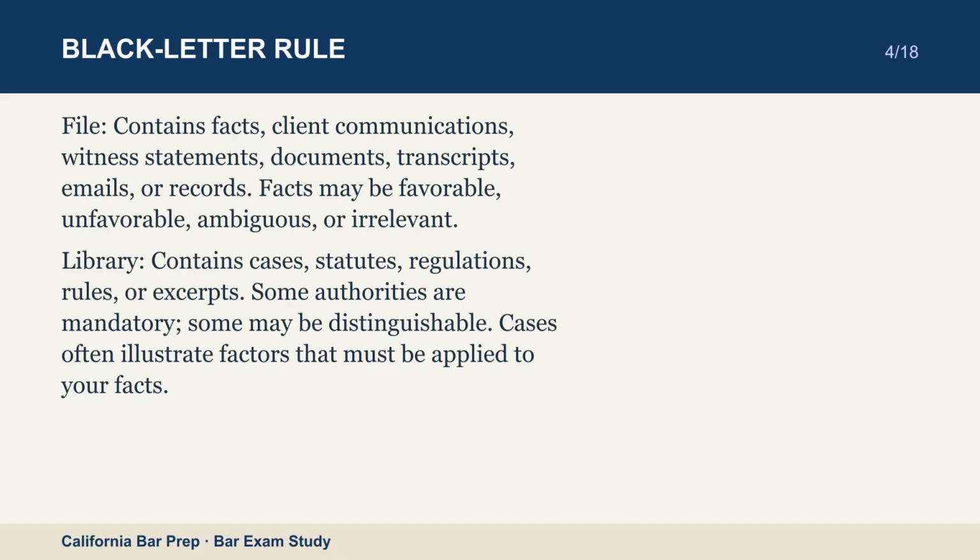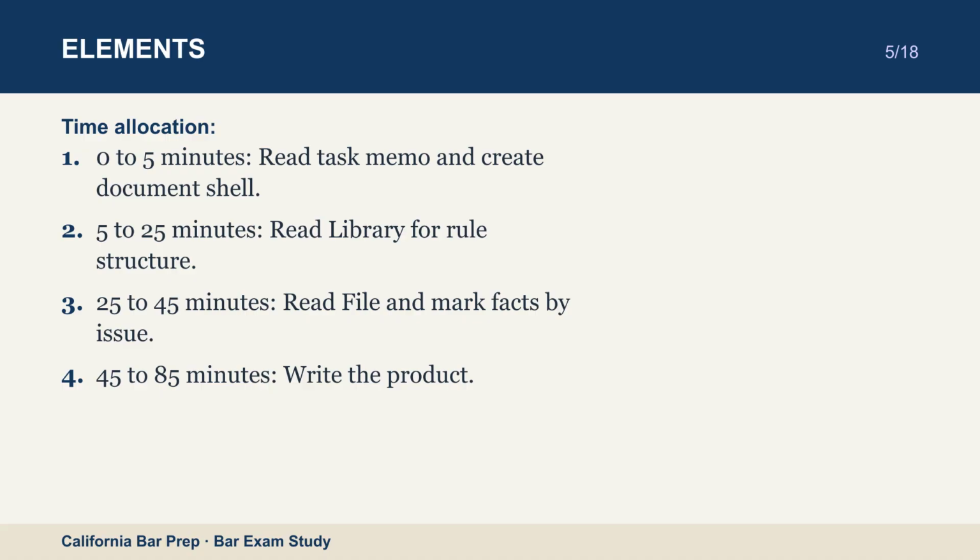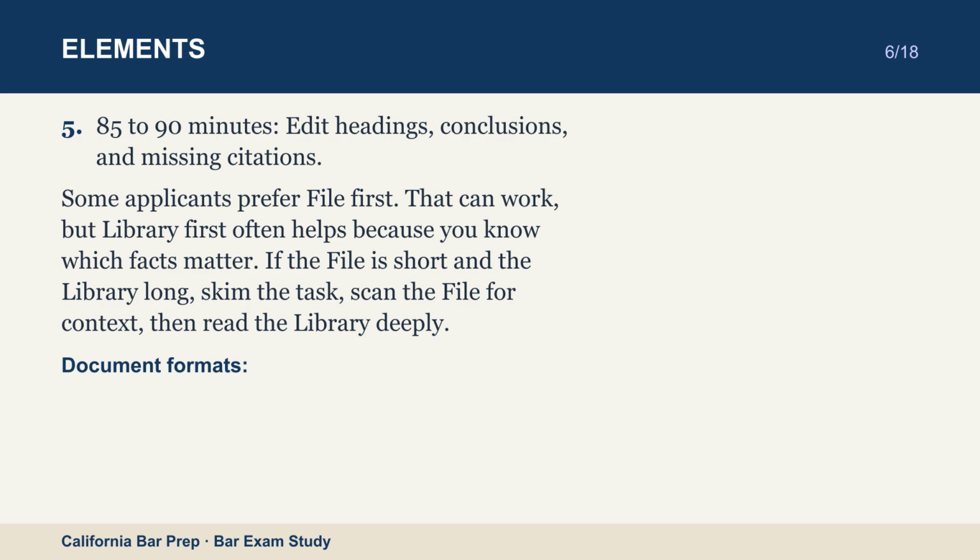Time allocation. 0 to 5 minutes: read task memo and create document shell. 5 to 25 minutes: read library for rule structure. 25 to 45 minutes: read file and mark facts by issue. 45 to 85 minutes: write the product. 85 to 90 minutes: edit headings, conclusions, and missing citations.